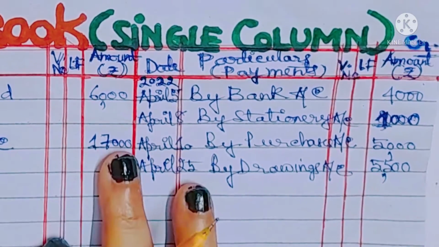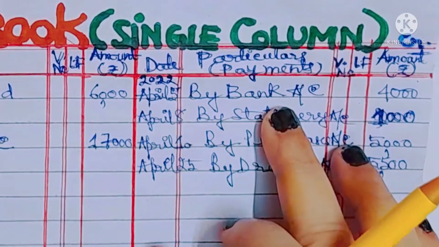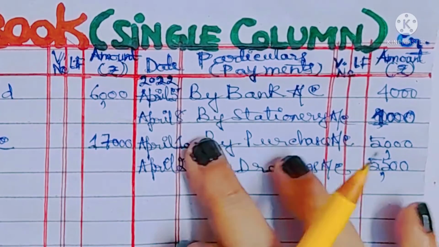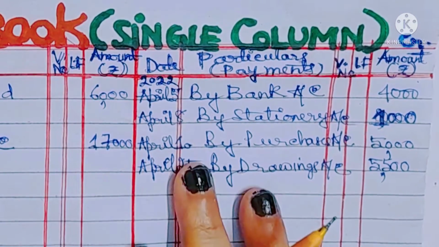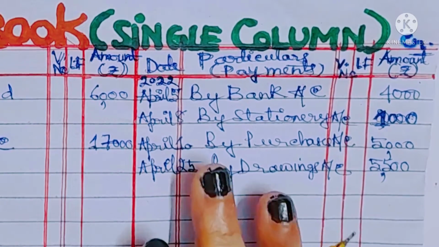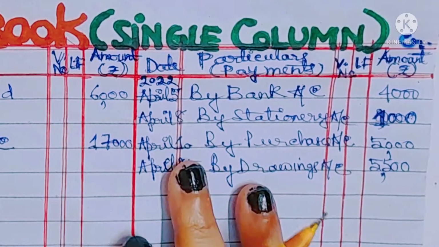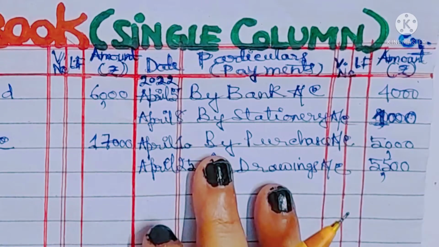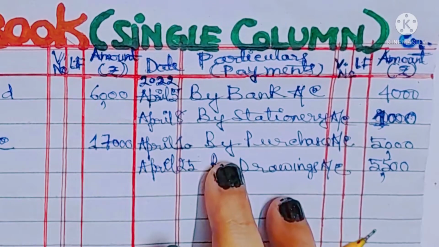And one more thing, you will always have to write narration after every journal entry. You got to write, otherwise marks will be deducted. After every journal entry, you'll have to write narration, otherwise marks will be deducted.